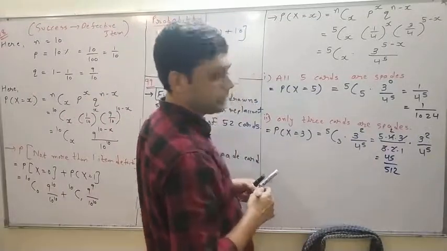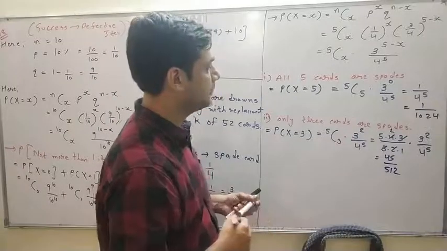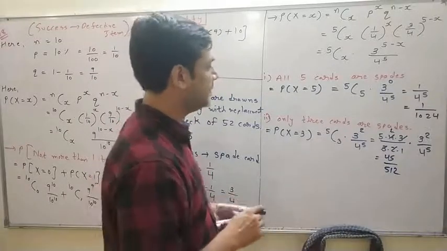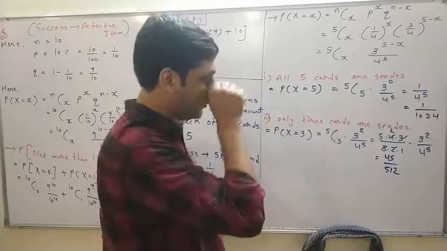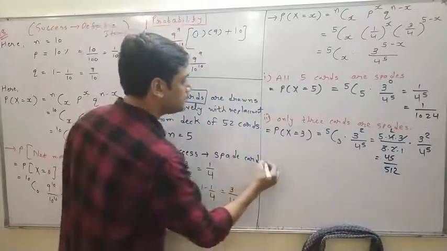There is a printing mistake, I think. Answer is 45 upon 512, not 95.